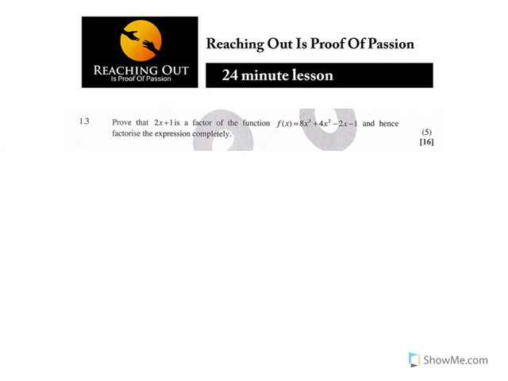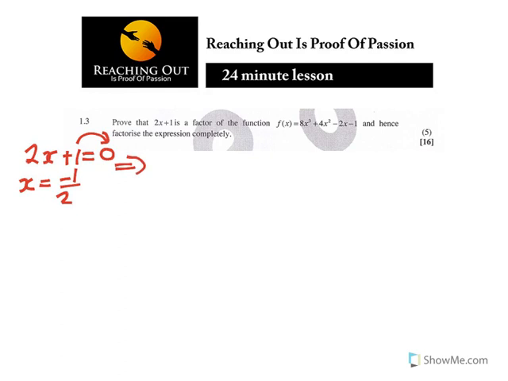Now let's move on. It says prove that 2x plus 1 is a factor of the function, and hence factorize the expression completely. There are two versions. I'm going to show you this one, and then it's up to you to choose. Now the first thing that you need to know, if it says prove that it's a factor: you are given 2x plus 1 is equal to 0. You transpose the 1, divide by 2, you are going to have x is equal to minus a half.